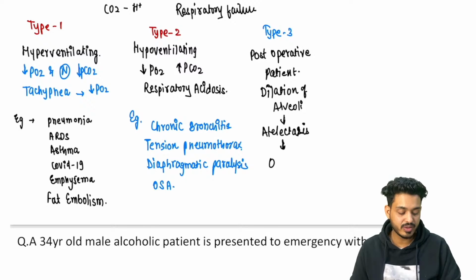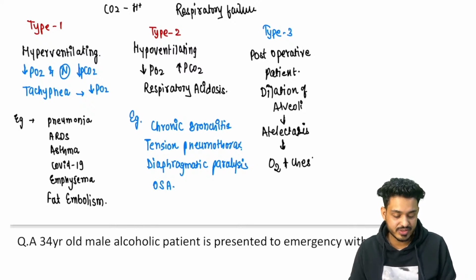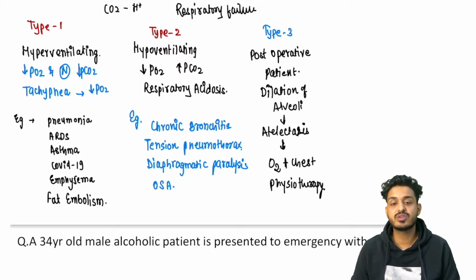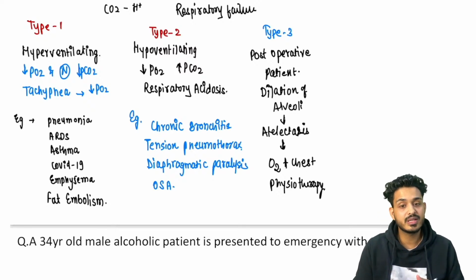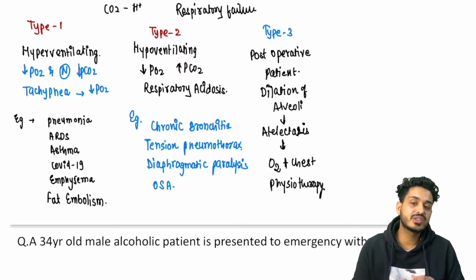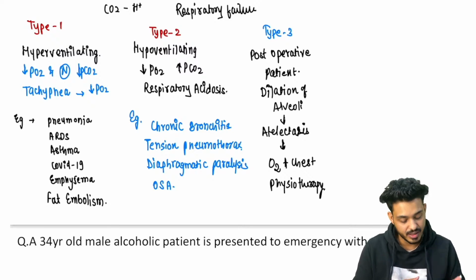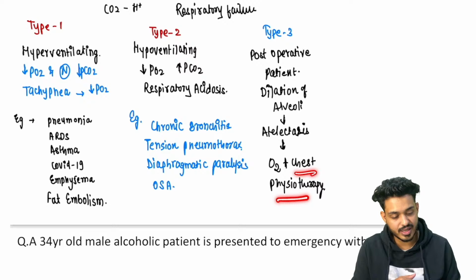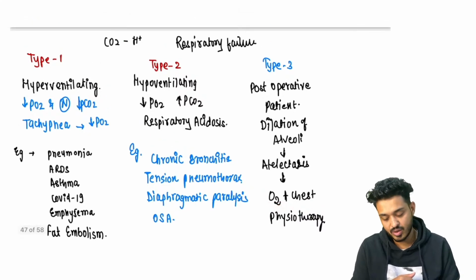For the treatment of this, we are going to give oxygen plus chest physiotherapy. Basically there will be some dilatations of the alveoli, and it should not be there. Normally alveoli should contract and dilate, but here there are some dilatations, and that is what is leading to atelectasis. So you need to give chest physiotherapy along with the oxygen.